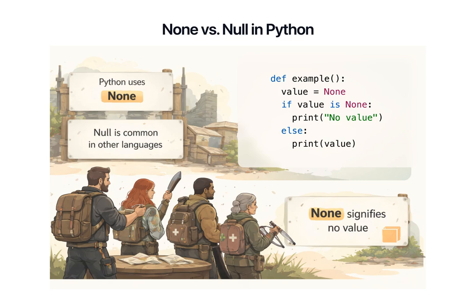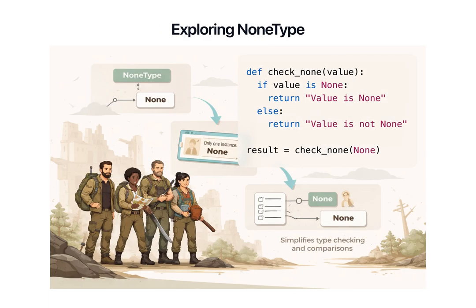In Python, None is used instead of Null, which is found in many other programming languages. None serves as the standard way to signify no value or a missing value in Python code. NoneType is the type associated with the None object. Since None is the only instance of NoneType, it simplifies type checking and comparisons within Python programs.